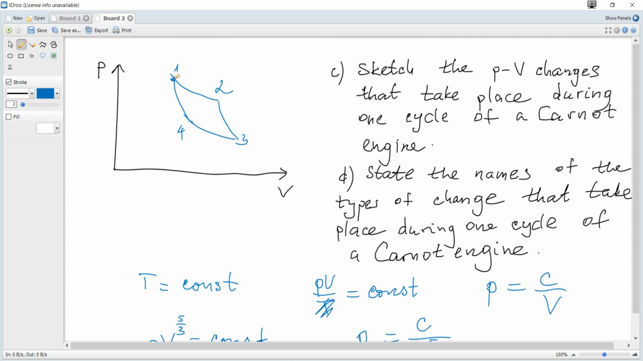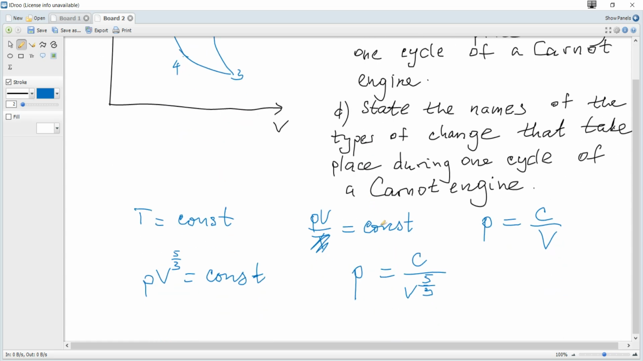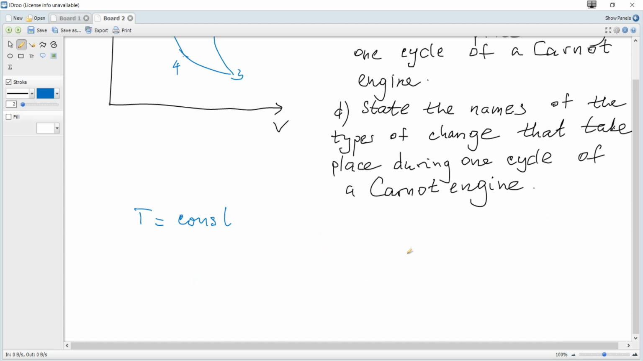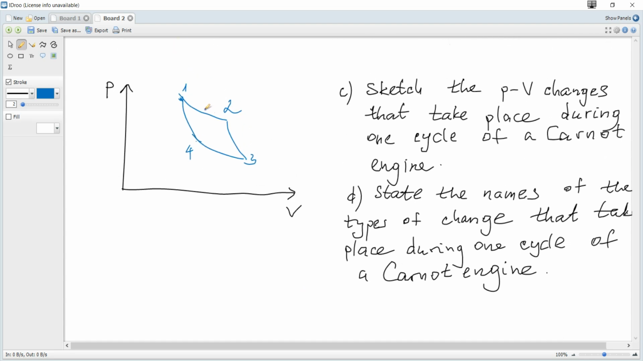So for 2, 3 and 4, 1 are adiabatic curves, and 1, 2 and 3, 4 are isothermal curves. And also we need direction. Direction is in this direction. 1, 2, 3, 4, 1 for one cycle.